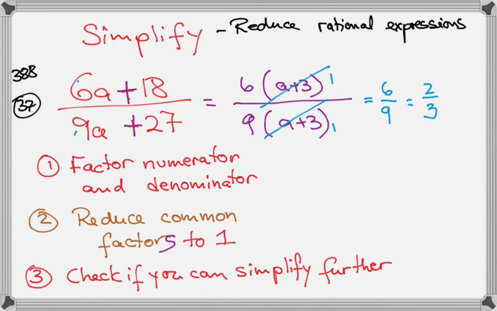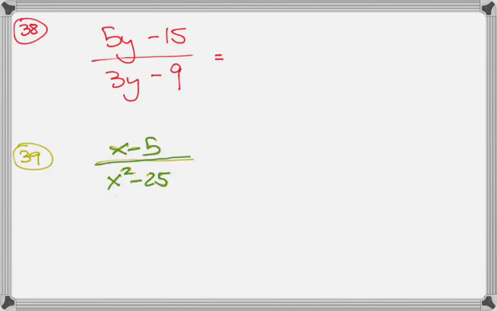And I'm sure there's a problem, something similar. Let's take a look at 38. 5y minus 15 over 3y minus 9. Again, the factoring is, I'm going to say, simple factoring. That is the kind of difficulty of factoring that you need to know. And if you don't know it, you've got to practice it.